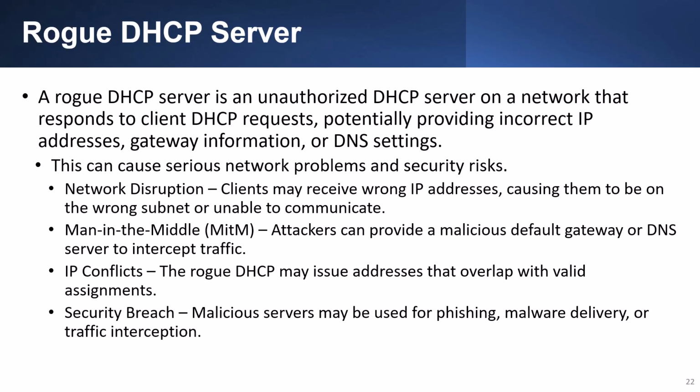A rogue DHCP server is an unauthorized DHCP server on a network that responds to client DHCP requests, potentially providing incorrect IP addresses, gateway information, or DNS settings. This can cause serious network problems and security risks, including network disruption, where clients may receive wrong IP addresses, causing them to be on the wrong subnet or unable to communicate.